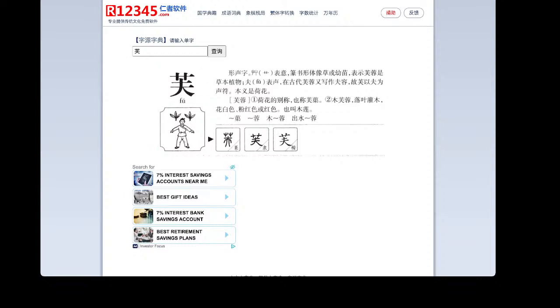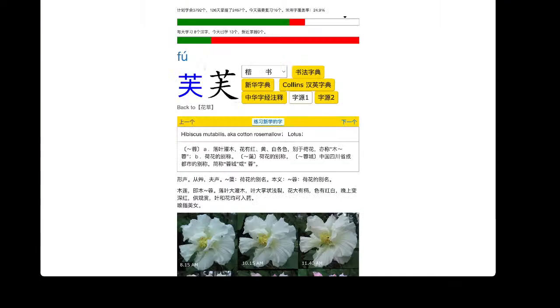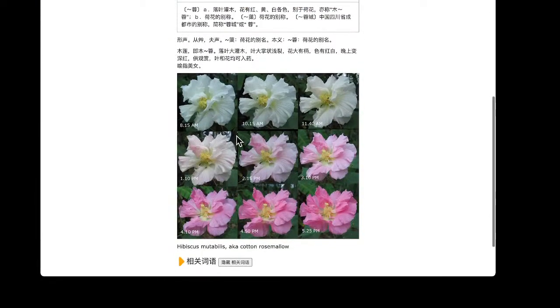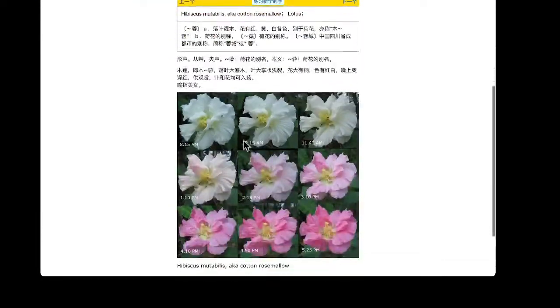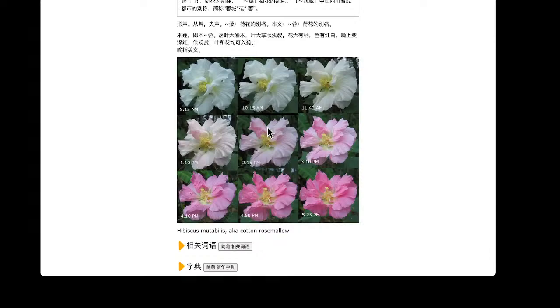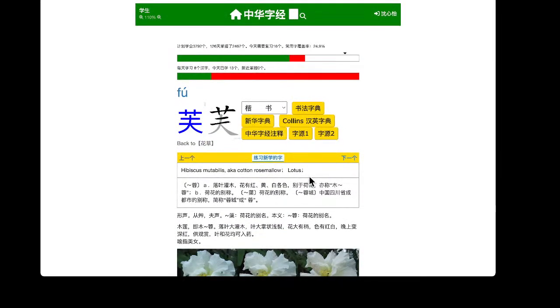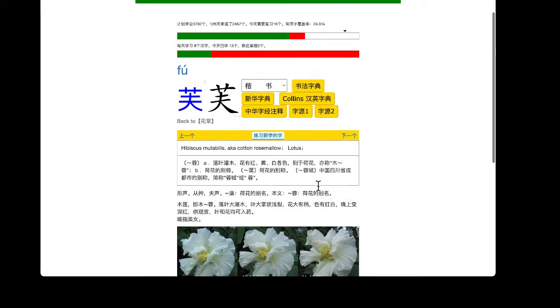Okay, now because lotus is growing in the water, right? But this one also refers to a type of flower. So this type of flower growing on a tree. Okay, so this thing is actually referred to a few things.